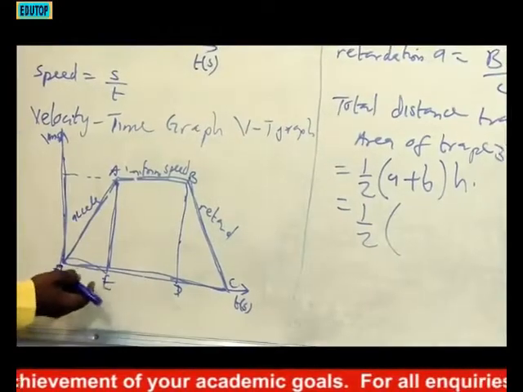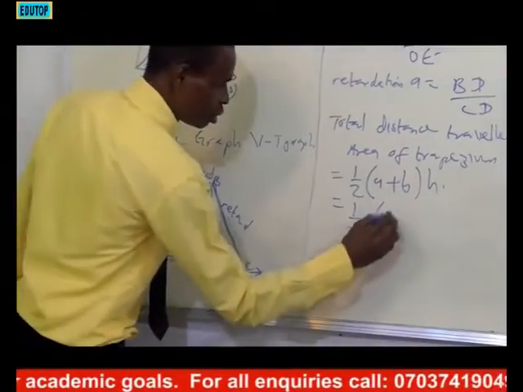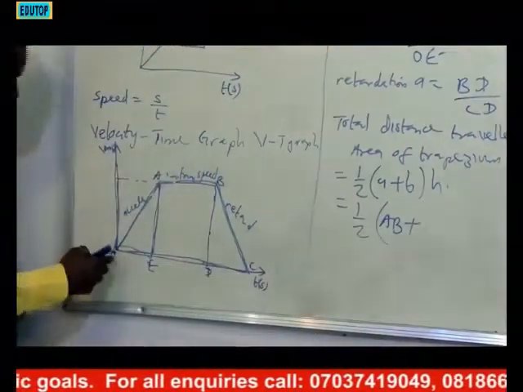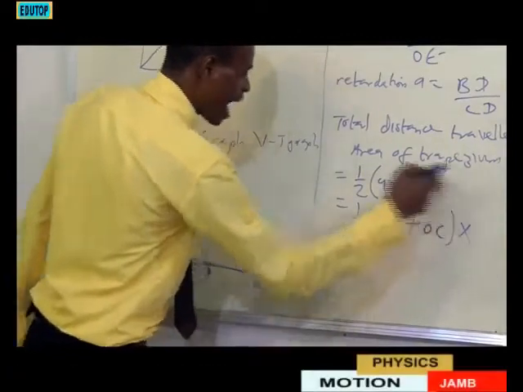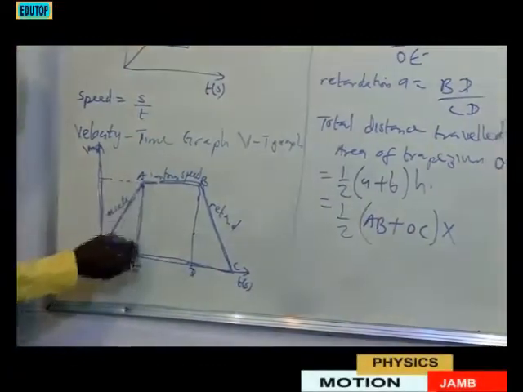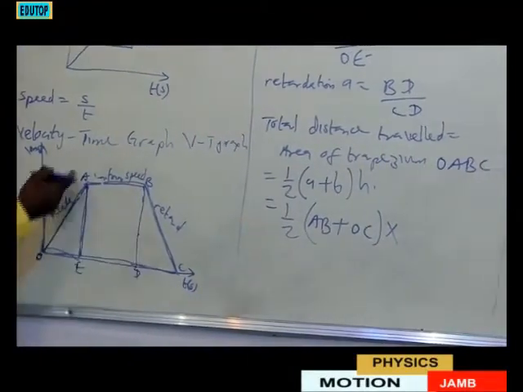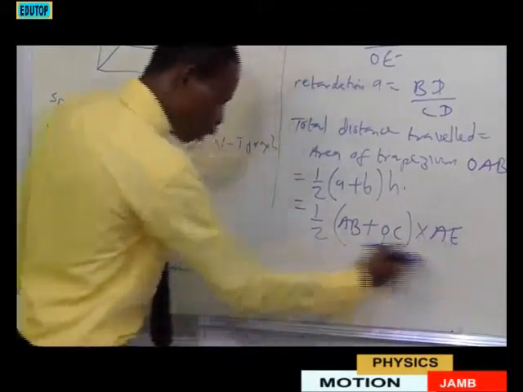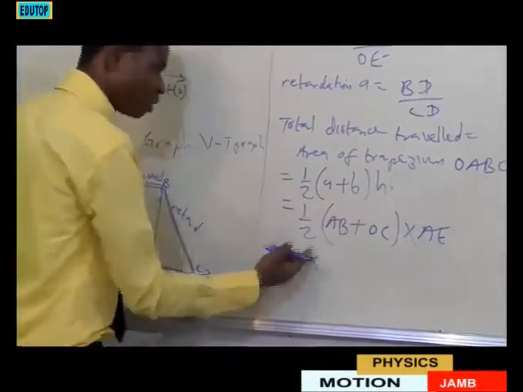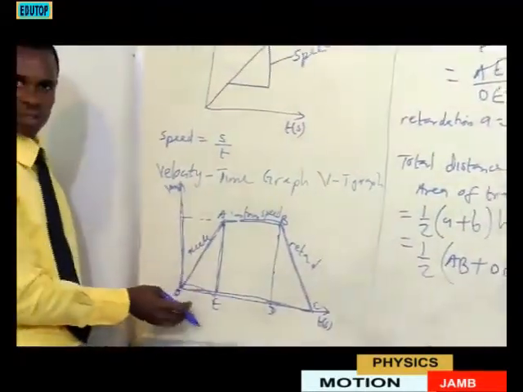Can you see? So it's going to be AB, that is one side, plus OC, that is another side, times height. Your height is your velocity. It can be this, it can be this. So let's take AE. Once you know this value, you calculate it out. That will be the total distance traveled.